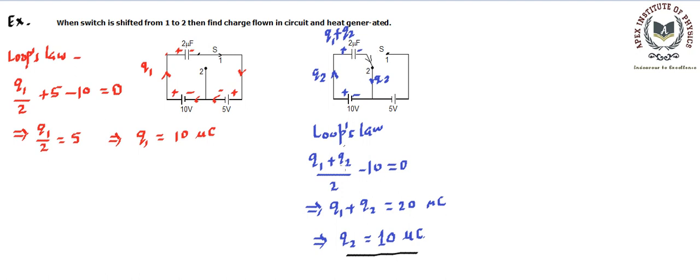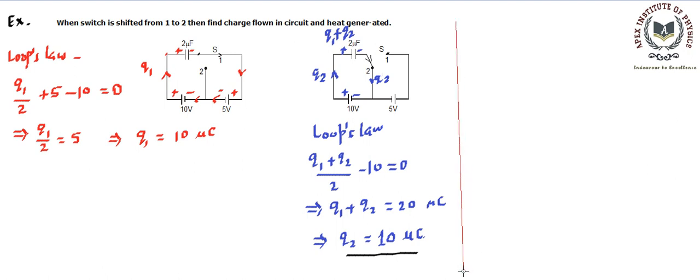Applying the loop law, Kirchhoff's law, we found out that the total charge on this capacitor now has to be 20, and earlier it had 10. So the new charge that has come in on this is 10 microcoulomb, right? Fine. Once we have understood this, we can go for the next part.